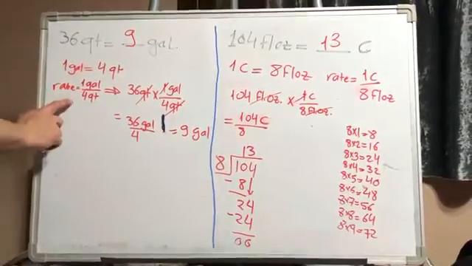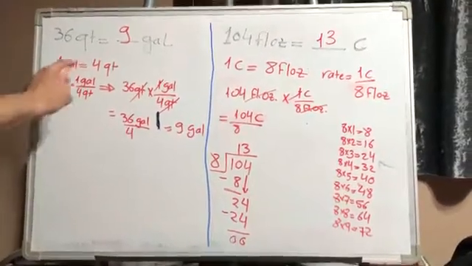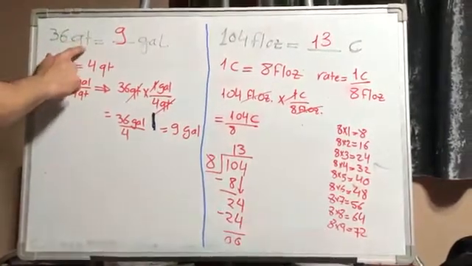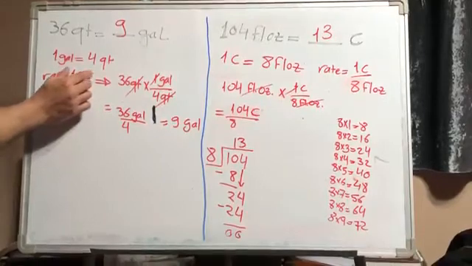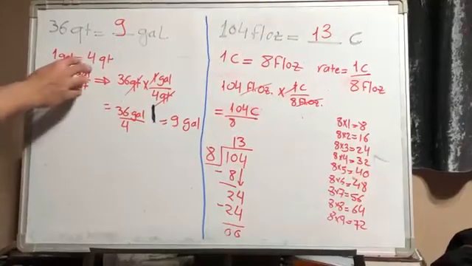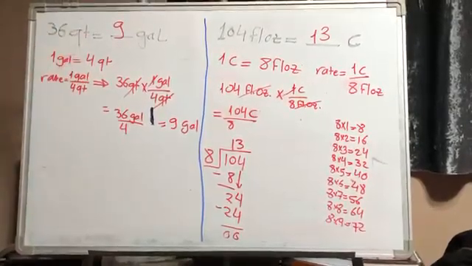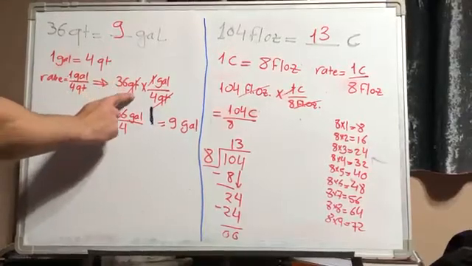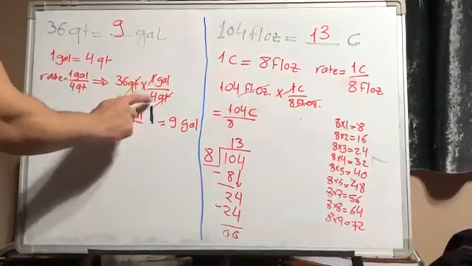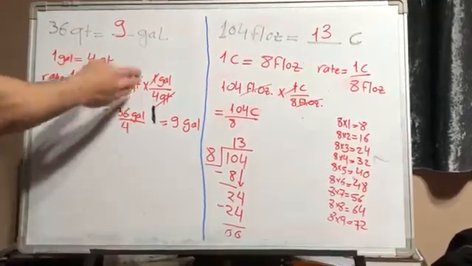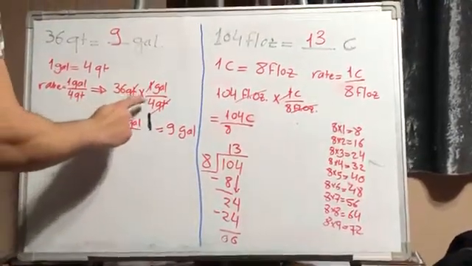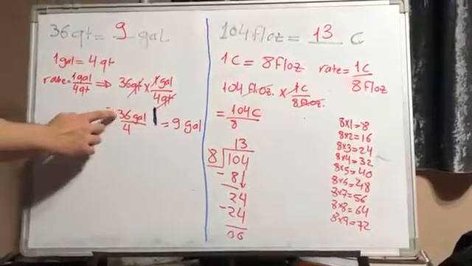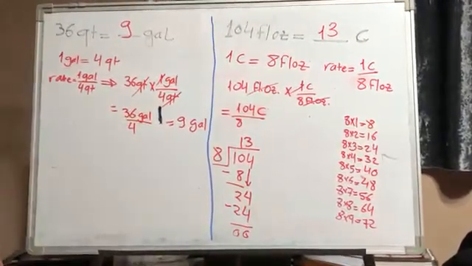How do I determine the rate? I have 36 quarts, so I need to make quarts disappear. I'm going to put the quarts underneath and the gallons above. Then I multiply the rate by the 36 quarts. So I get 36 quarts multiplied by 1 gallon over 4 quarts. Quarts goes away with quarts, and I end up with 36 gallons divided by 4.